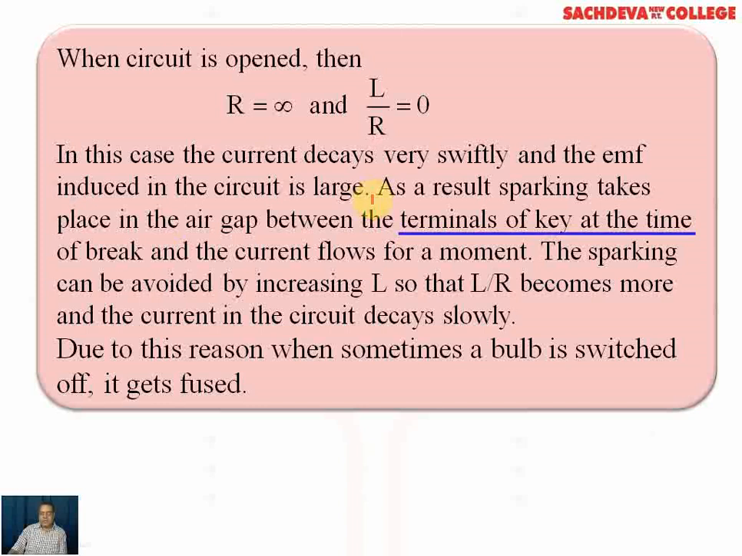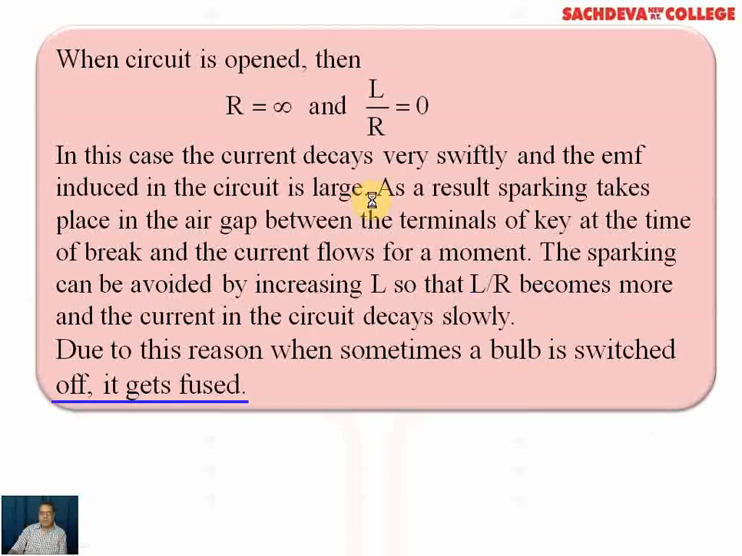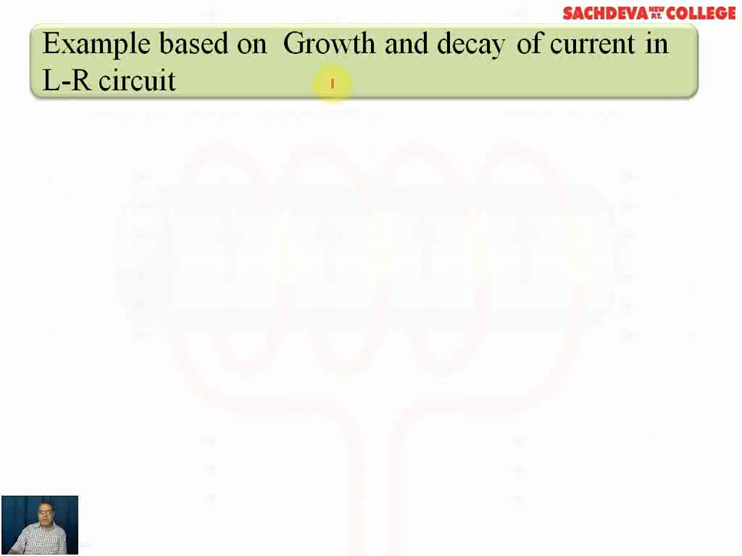So between the terminals of the key at the time of break, meaning the circuit is open, the current flows for a moment. The sparking can be avoided by increasing inductance so that L by R becomes more and the current in the circuit decays slowly. Due to this reason, sometimes when a bulb is switched off, it gets fused. Example based on the growth and decay of current, the LR circuit.